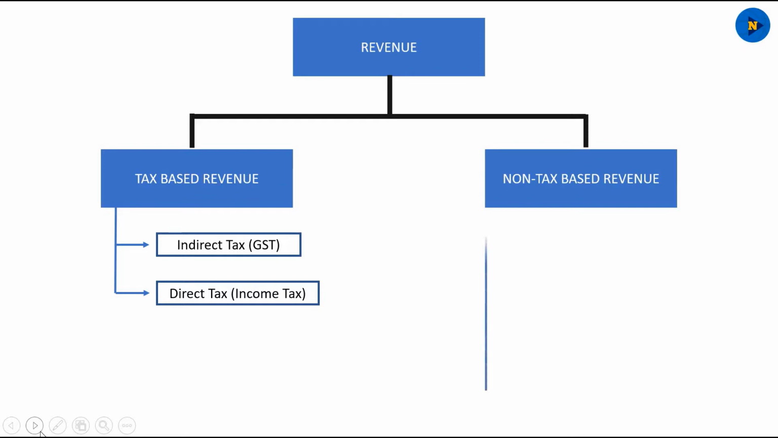So non-tax-based revenue has a few different forms. We have government services. The government provides several services to its citizens, such as electricity, water supply, telecom, etc. And of course, the government levies a fee on all of these services, so we have to pay our electricity bill and telecom bill.